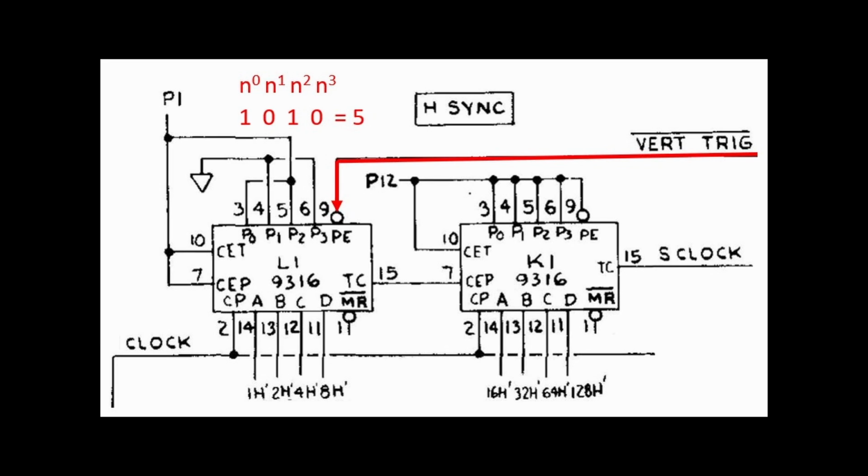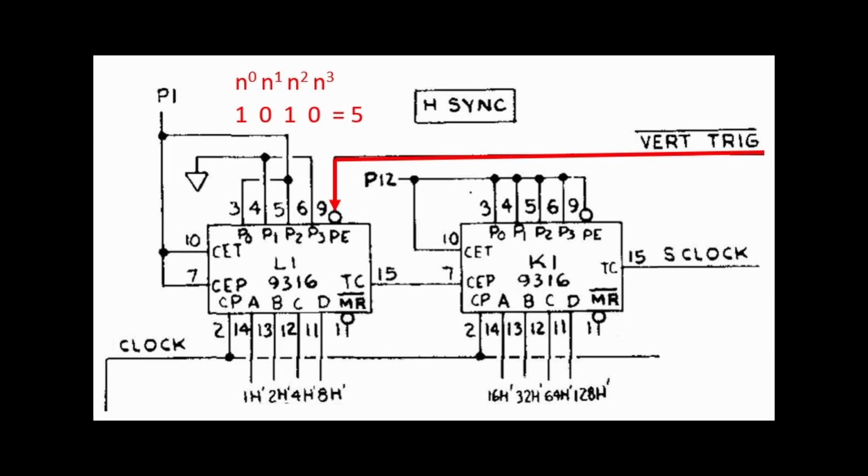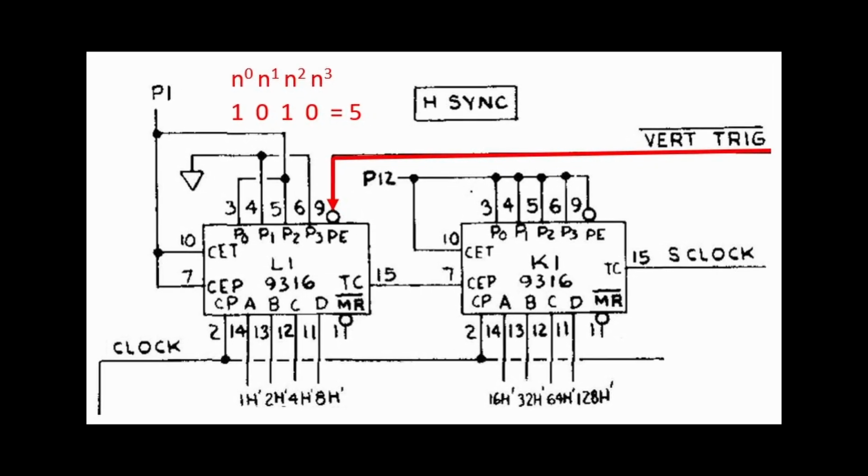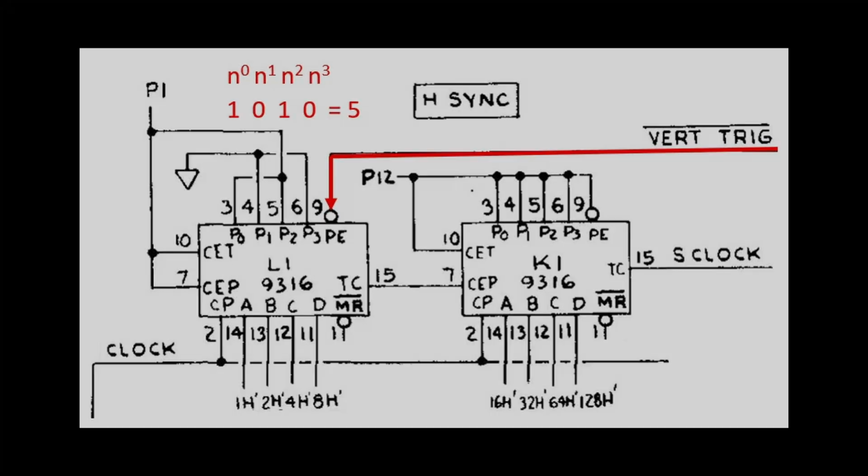One quick note, you already noticed that the low order counter is loaded to 5 at some point. This is done once every frame, so not a general concern with horizontal timing. We'll talk about this in a bit.